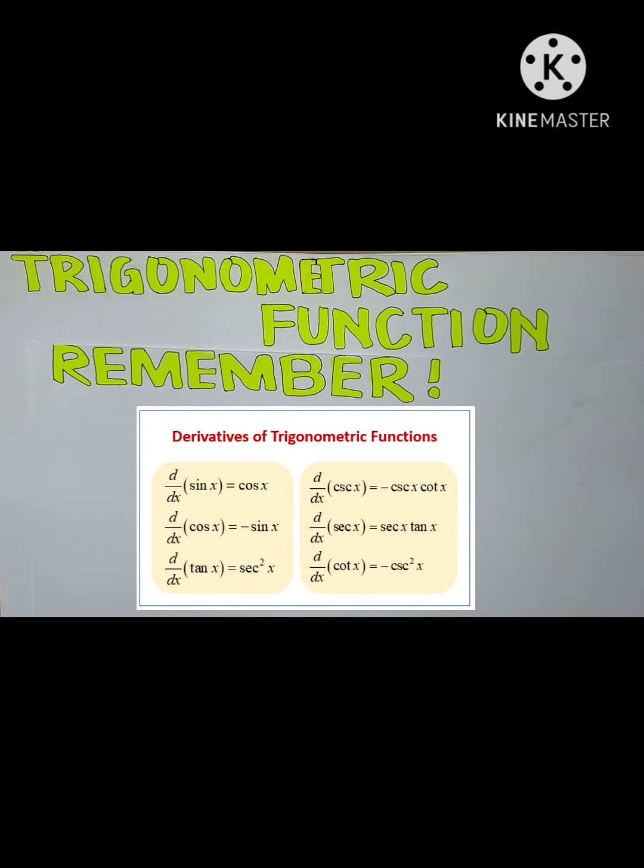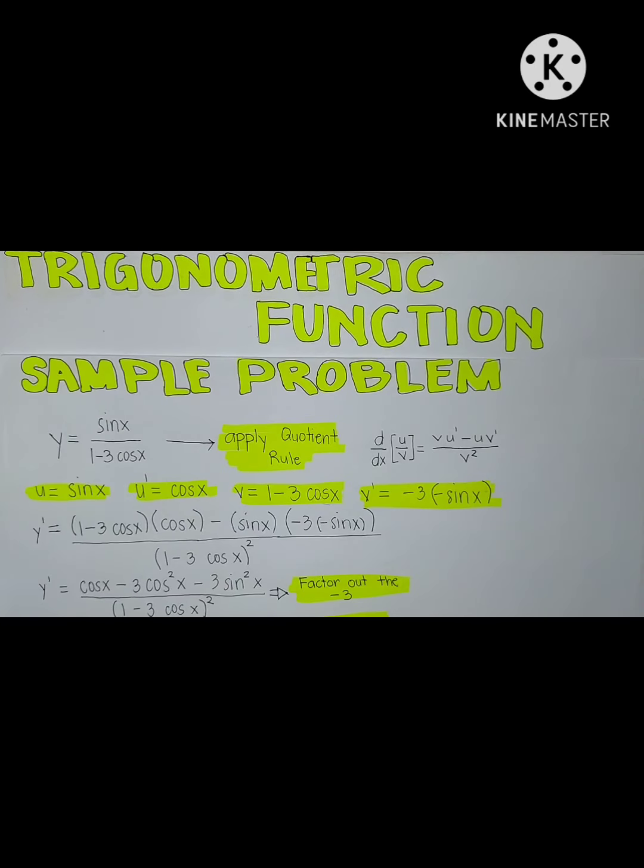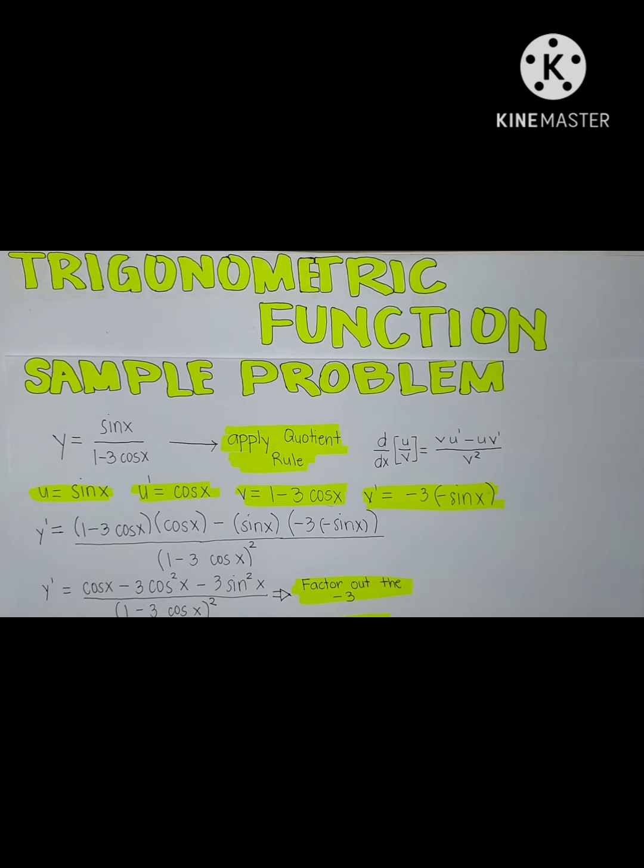In getting the derivatives of trigonometric function, we have this to memorize or just familiarize so that it is easy for us to get the derivatives. Now, let us proceed to the sample problem. We have y is equal to sine x all over 1 minus 3 cosine x. To get the derivative of it, we can apply a quotient rule, which is d over dx is equal to v times u prime minus u times v prime all over v squared.